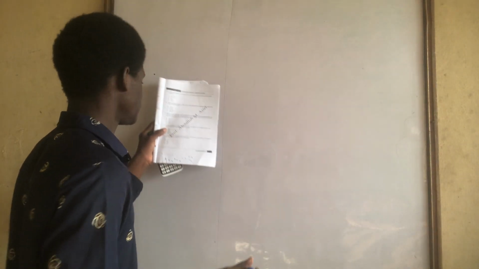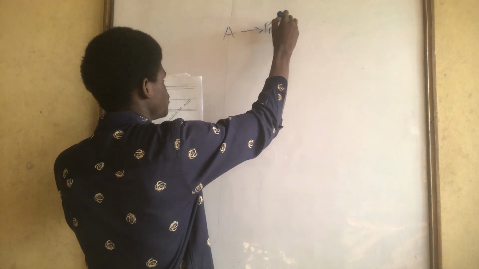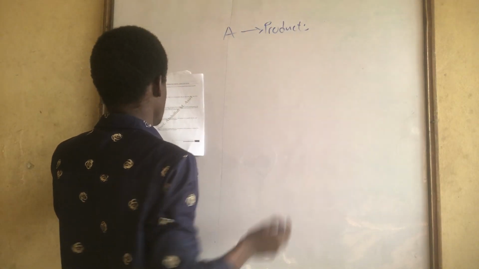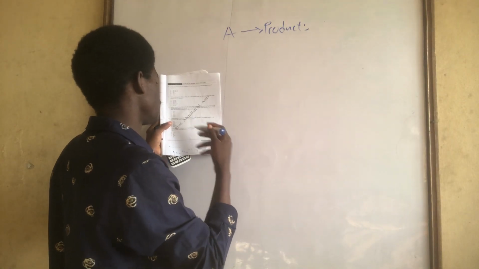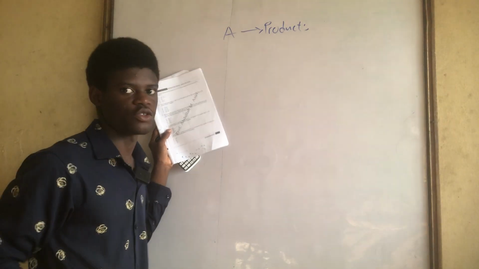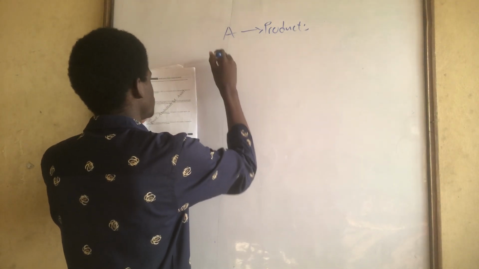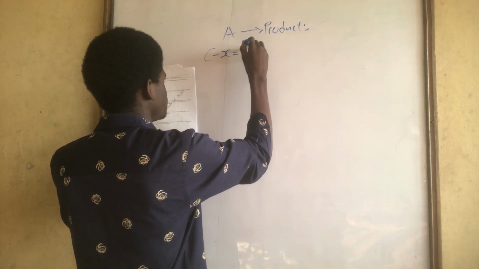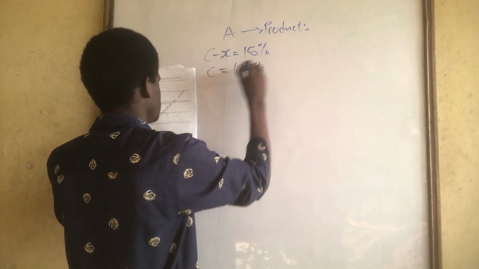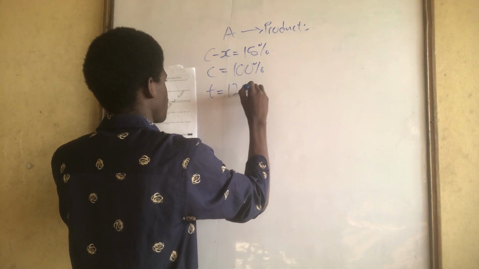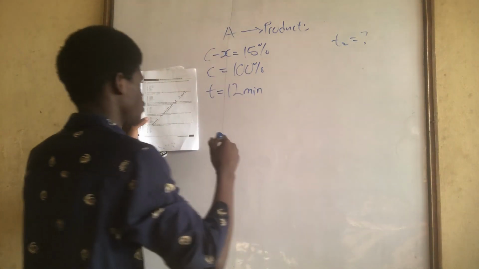So he said a certain reaction, A giving products, is second order. If this reaction is 85% complete in 12 minutes, how long will it take for the reaction to be 50% complete? Let's do this one very fast since I've explained how to do it. It is 85% complete, that means it is 15% incomplete. The initial condition is always 100%. Time is 12 minutes. And so how long would it take? We'll come back to that later.